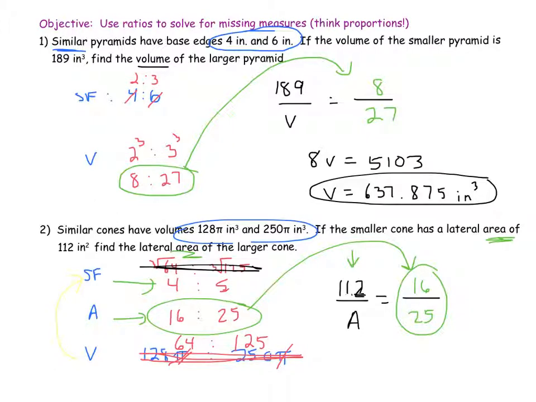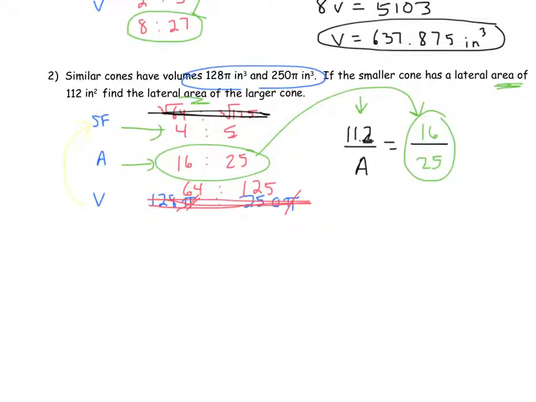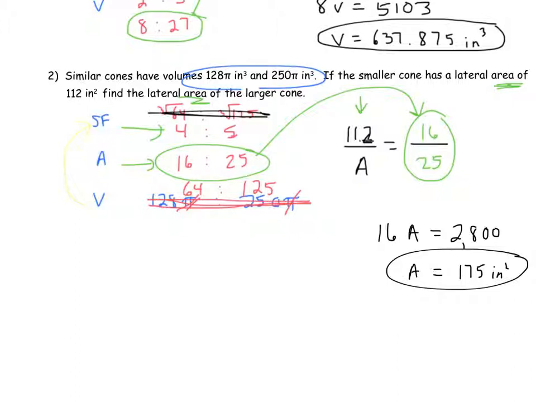At this point, we are now into the solving stage, and all we need to do is cross multiply and divide. Again, easy part. 16a equals 112 times 25, which gives me 2,800. And I'm going to divide by 16. My area is coming out to be 175 square inches. That's the lateral area, which is what I was really solving for, of the larger cone.